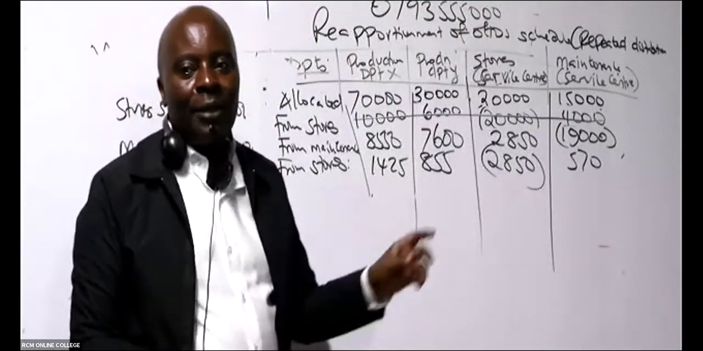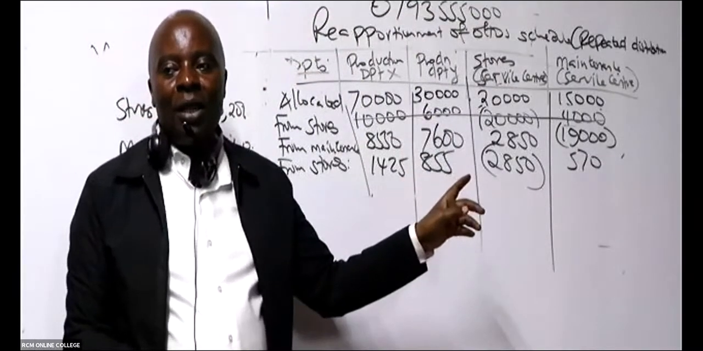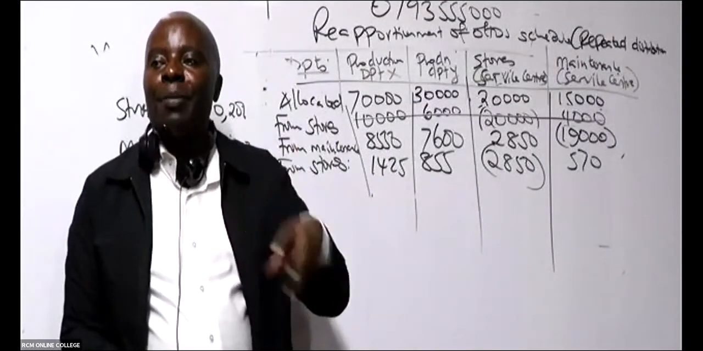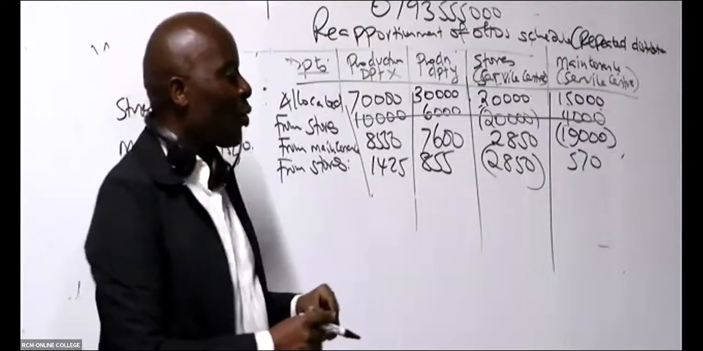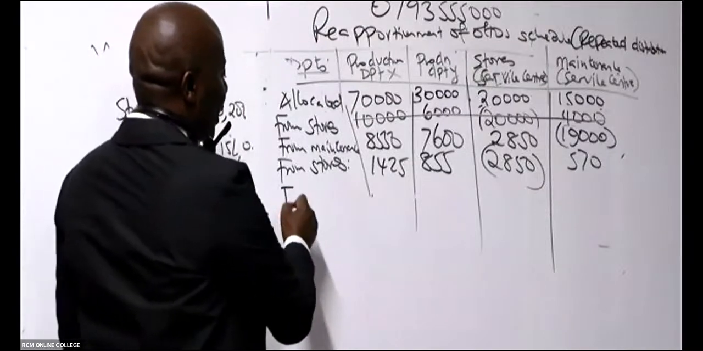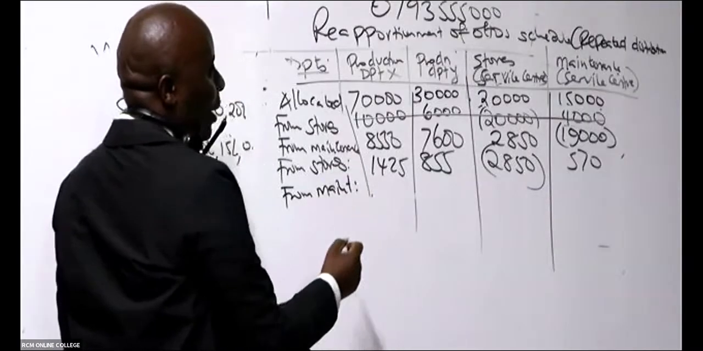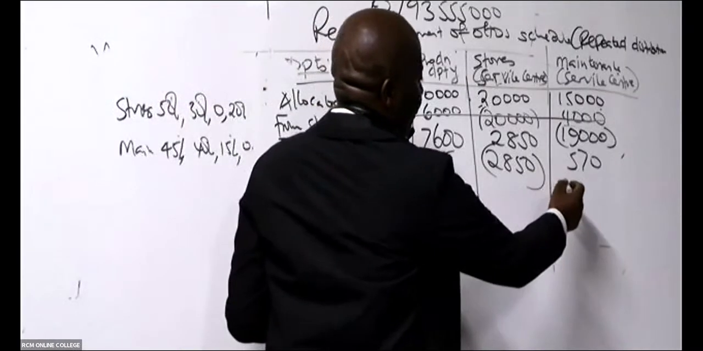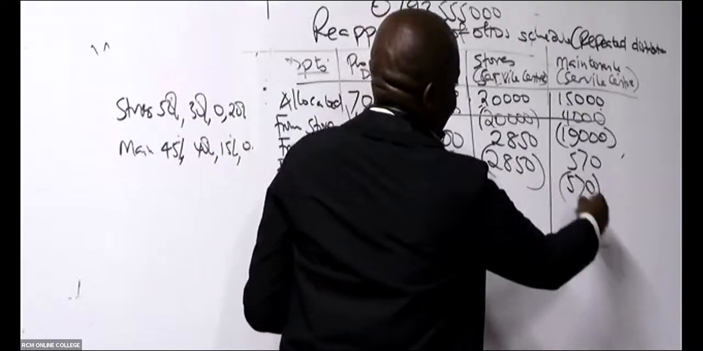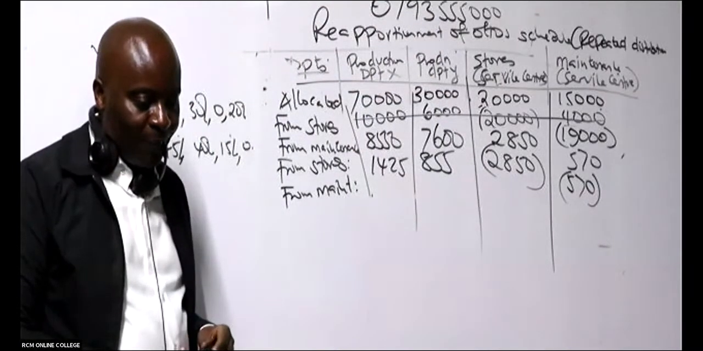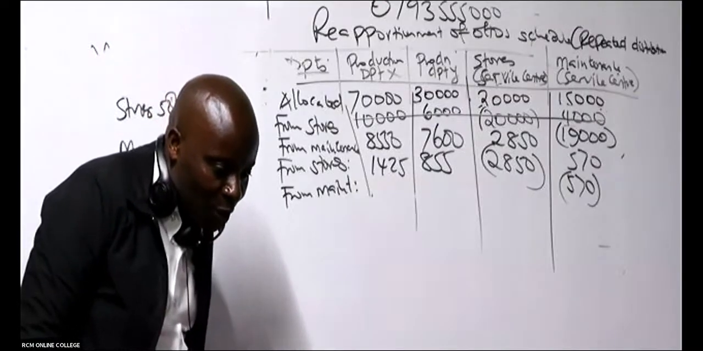So do you want to tell me that maintenance 570 has become negligible? No, until it reaches 0 point, isn't it? So we have to redistribute again the 570. So you'll be able to come here and tell us from where? From maintenance. How much are we moving from maintenance now? 570. 570 is what you're removing from maintenance.